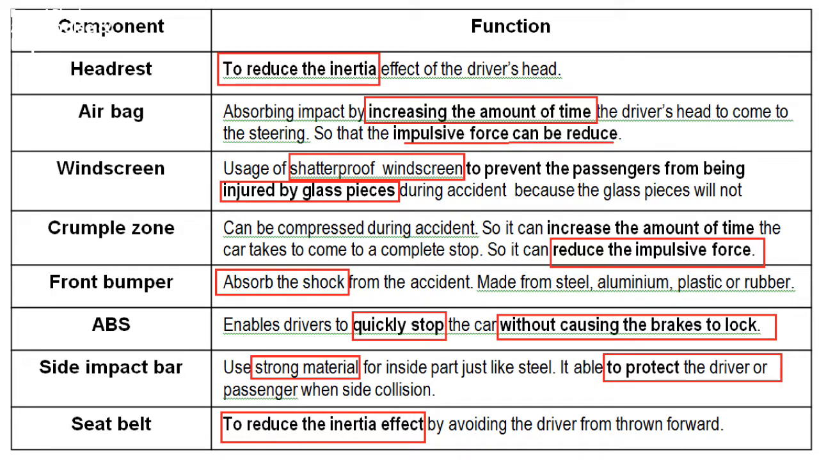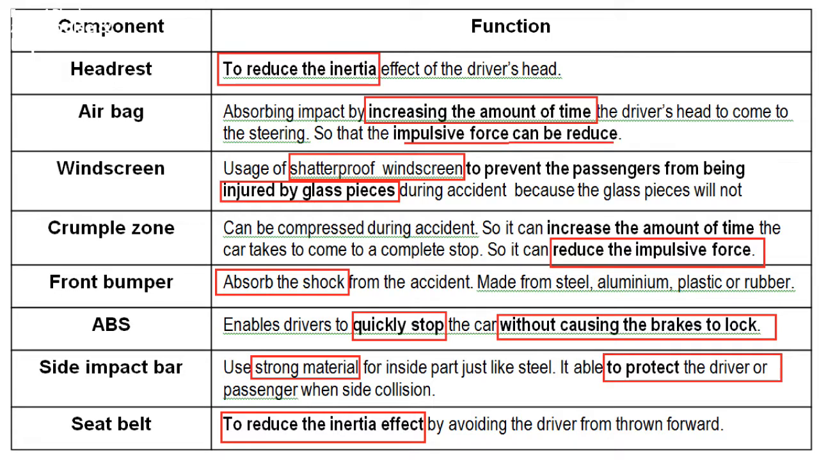Then you make sure how safe it is. For example, the windscreen is shatterproof. After that we have the front bumper. The front bumper is also a soft material. From here you can ignore the impulsive force, because there are so many impulsive forces already that you cannot explain them together. So you can say it absorbs the shock from the accident when you hit.